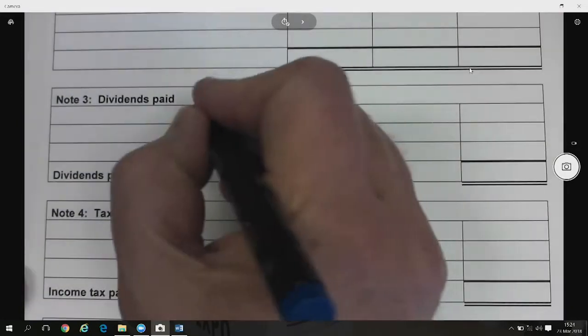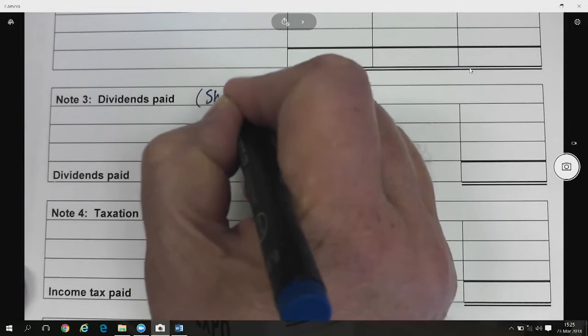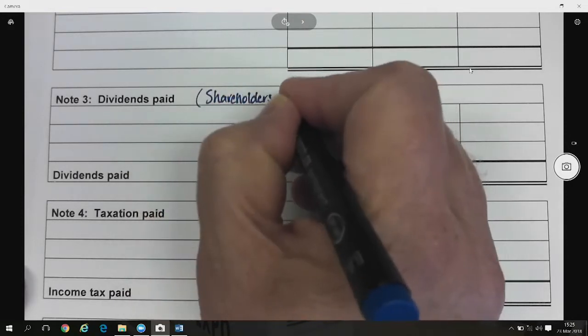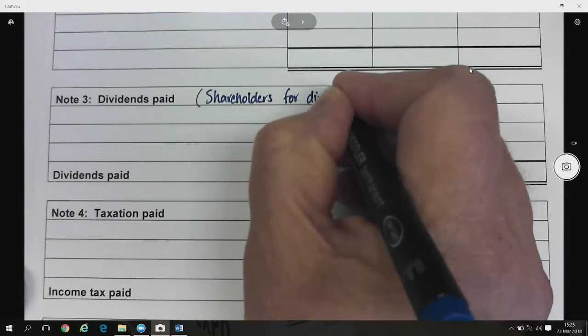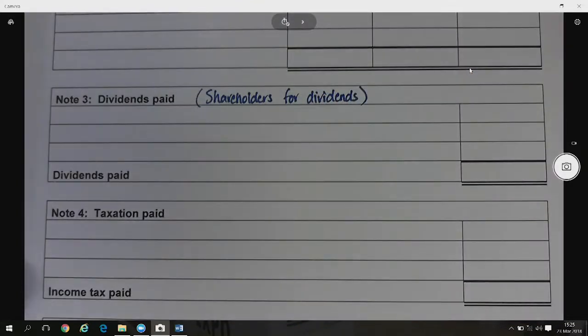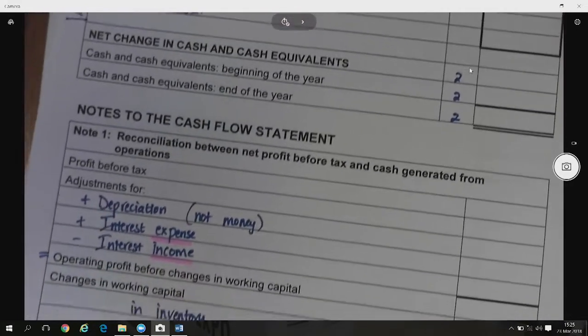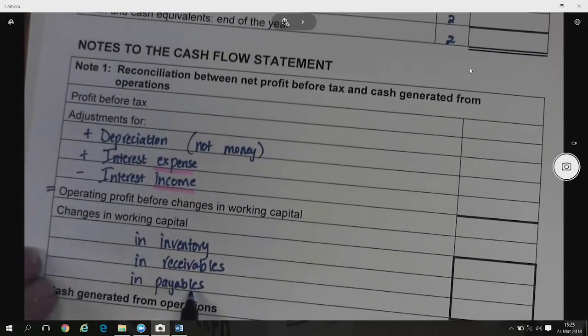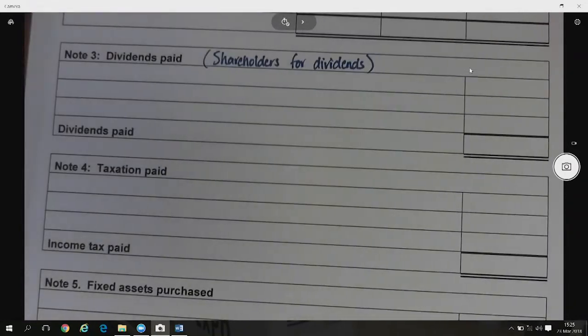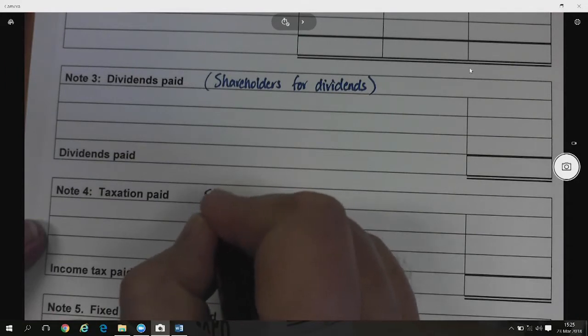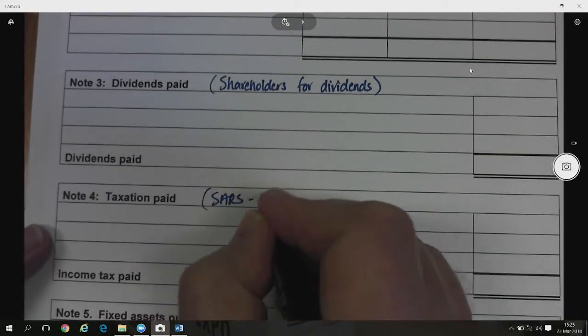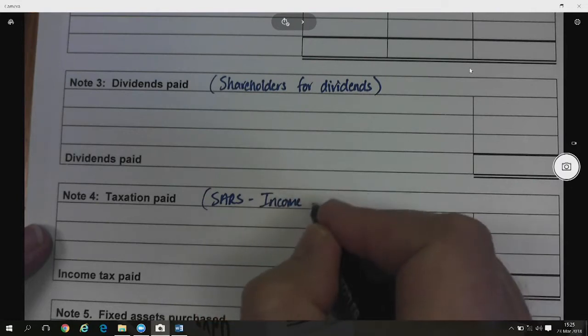When you do your dividends, you work with shareholders for dividends. You can see that shareholders for dividends has its own note. So whenever we work with the creditors or the payables, we ignore shareholders for dividends. We ignore SARS because SARS also has its own note. So if you're busy with your creditors and your debtors, ignore SARS and ignore the shareholders. Because when you do taxation, that is your SARS income tax. Income tax is what you are working with there.